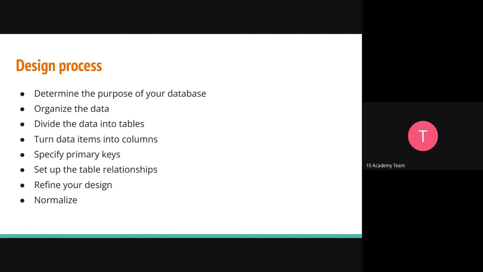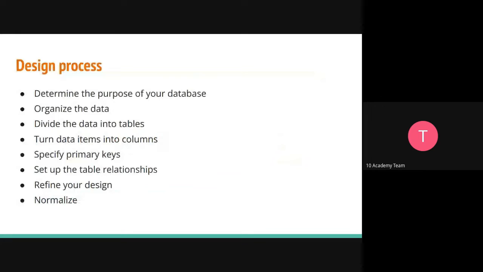So, and then the next step is you create the relationships. So now that you have your tables, you need a way to bring this information together to have meaning, right? So you would have to create relationships between those tables. So you might have many-to-many relationships, one-to-one relationships. There are different types of relationships that are suited for a specific product need or project need. So you're going to set up your relationships, and then you refine your design.